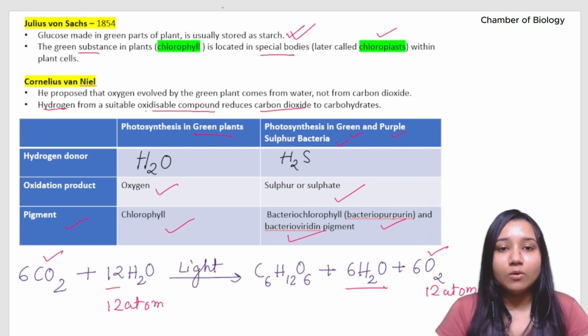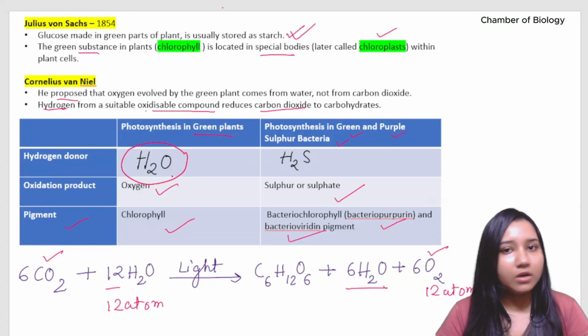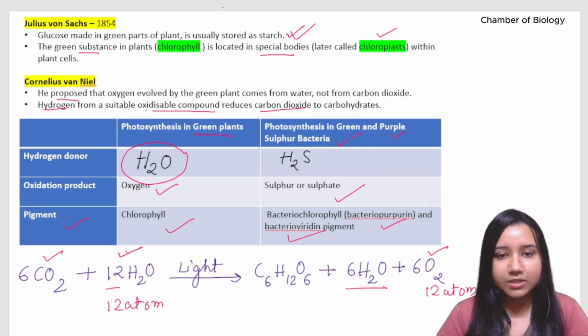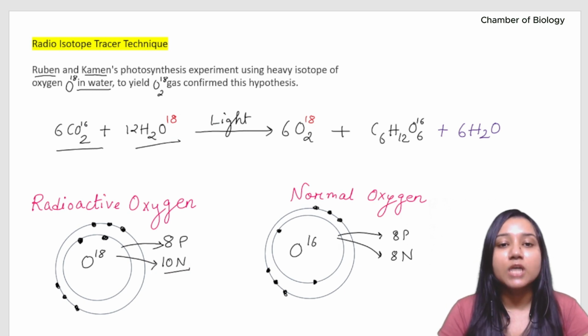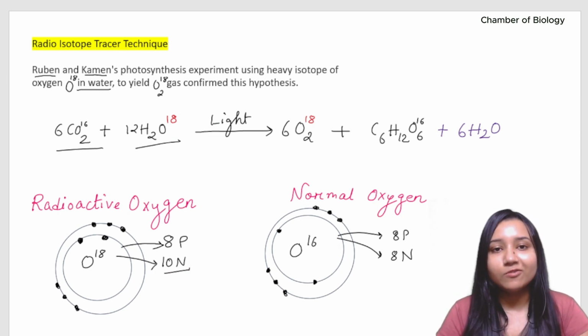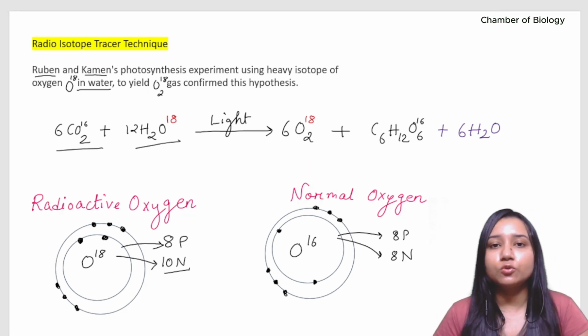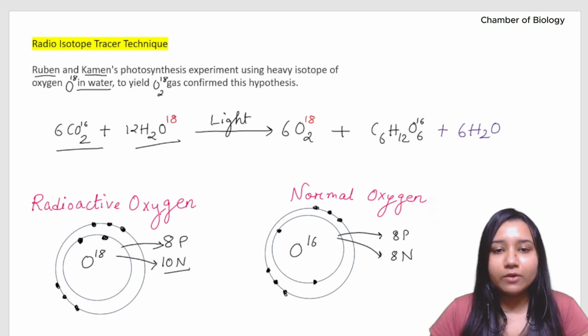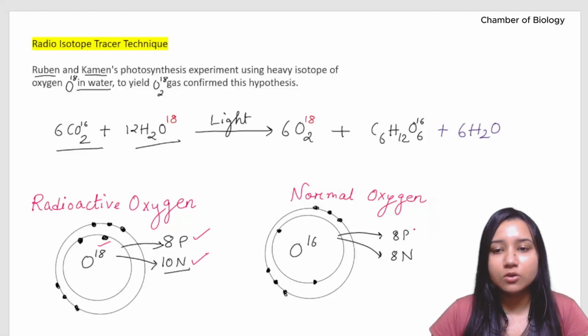Now, Van Niel only proposed that the oxygen that is evolved from the green plant is going to come from the water, not from the carbon dioxide, right? We only know it is coming from the water. So we have to prove this. For this, we have utilized the radioisotope tracer technique. That was done by Ruben and Kamen's photosynthesis experiment, where they used a radioisotope of oxygen. So radioactive oxygen had O18 as the mass number, because 10 neutrons and 8 protons, but the normal ones have 8 protons and 8 neutrons only.